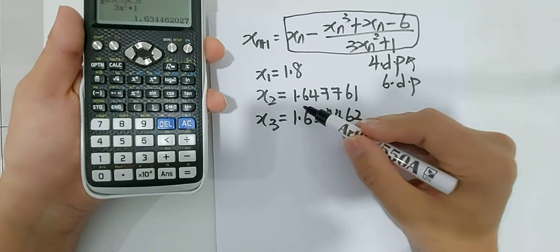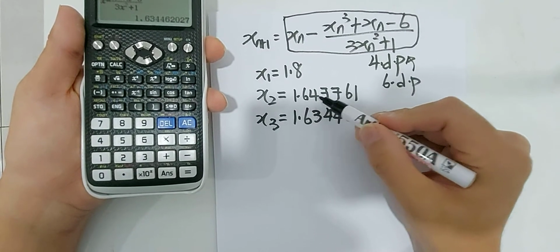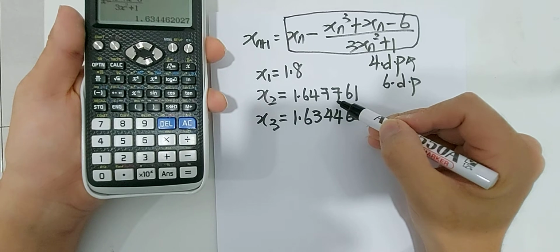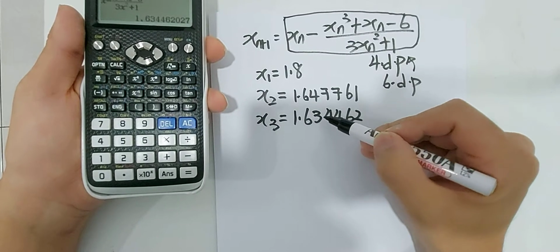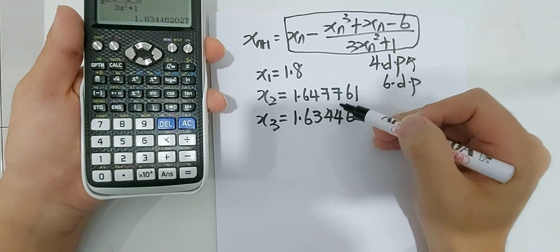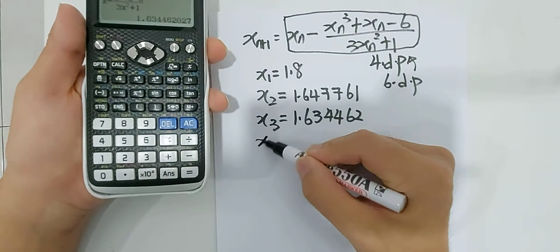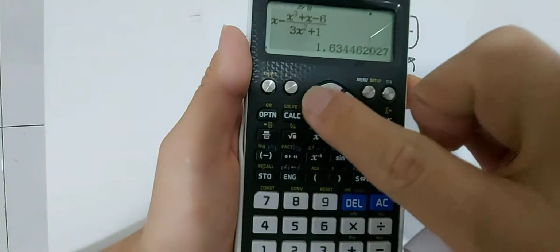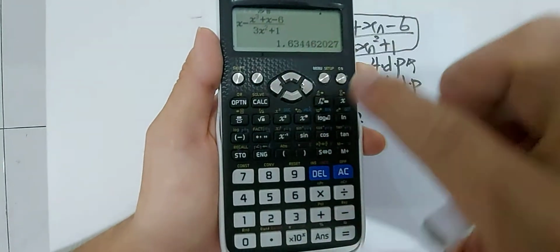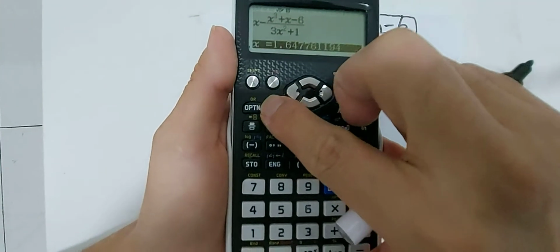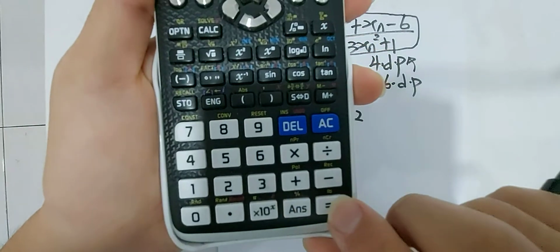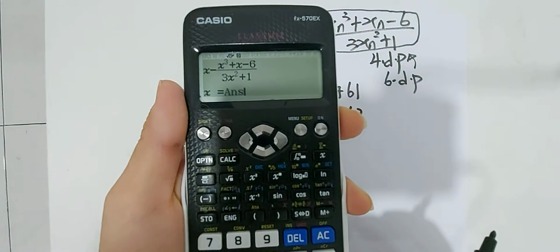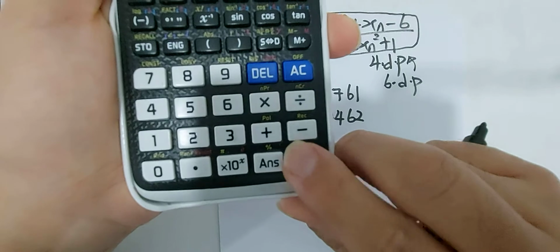If you round off the value here to 4 decimal places, this one is 1.6478, right? And this is 1.6344, which is different, right? So we continue finding x4. Again, repeat. Don't press anything else, just press calculate, answer, double equal, 1 time, 2 times.